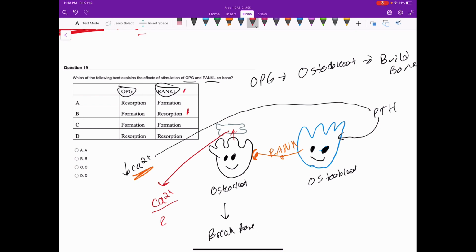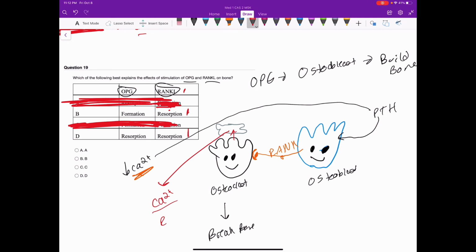So it could be this one or it could be this one. So A is wrong because it's not a resorption. And C is wrong because it's not resorption. I don't know why I can't pronounce that word. Okay, so now it's either B or D.